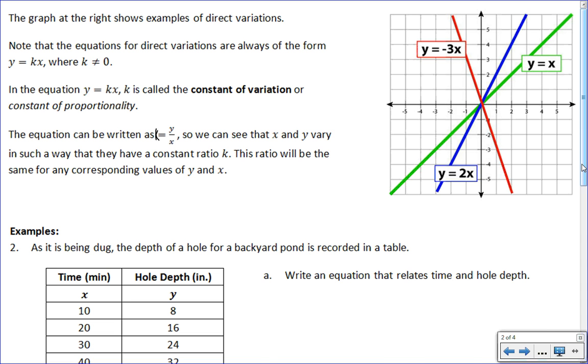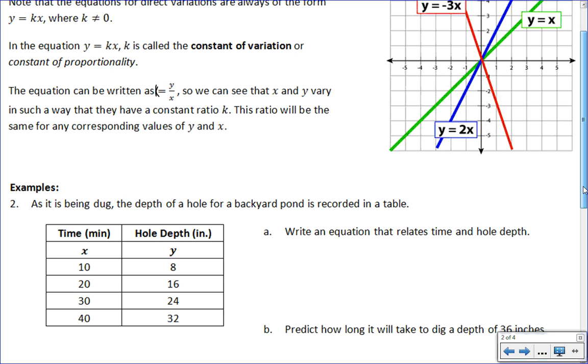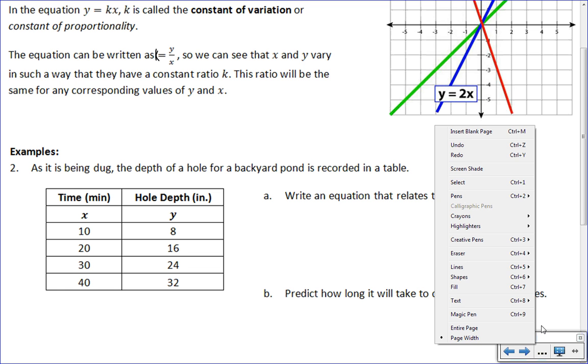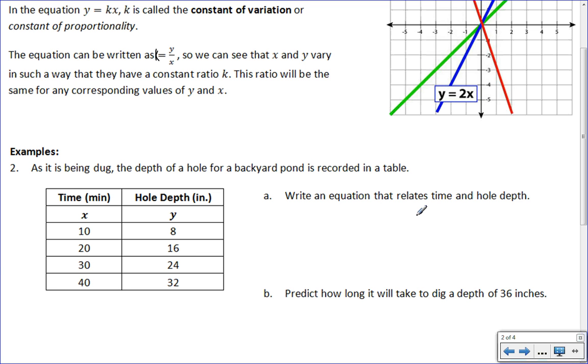Okay, so let's see what we can do with that information. Let's look at example 2. As it is being dug, the depth of a hole for a backyard pond is recorded in a table. The first part asks us to write an equation that relates time and hole depth. And if we quickly check these with our calculator to make sure that this actually is a proportional relationship, when you divide each of these pairs, you should see that you get the exact same number for each one. So we know it's proportional.